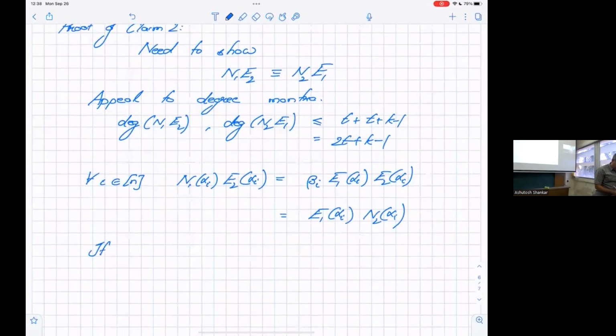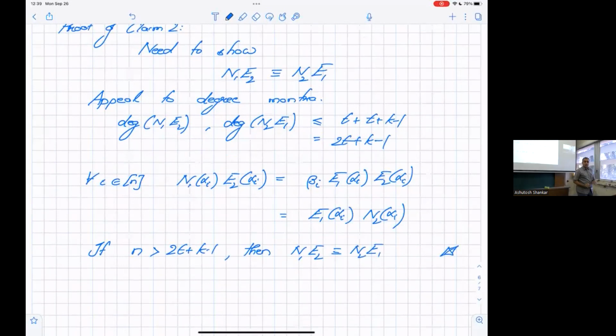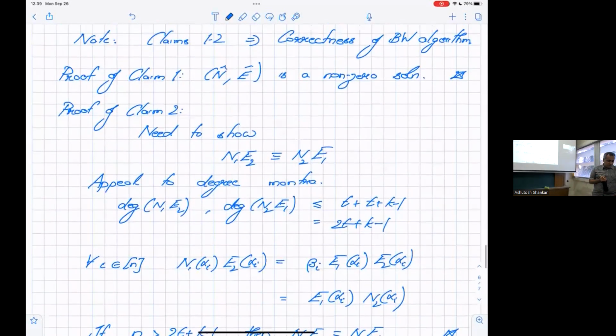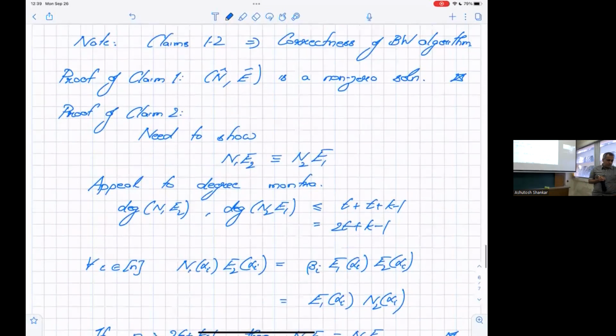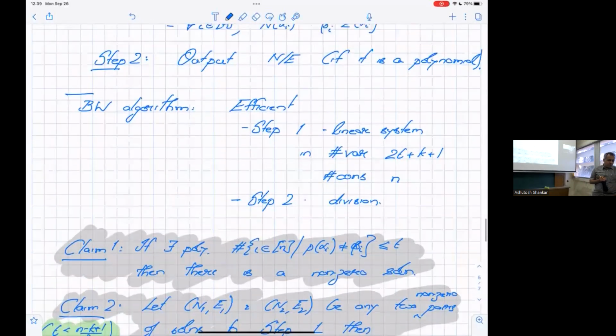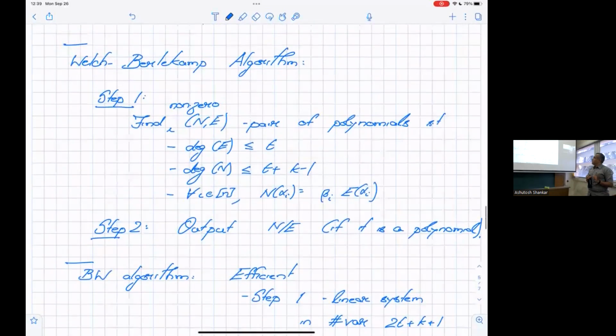If n is larger than 2t plus k minus 1, then n1 e2 is identical to n2 e1. Yeah, the proof is amazingly simple and clean. So once again, what does the Berlekamp-Welch algorithm do? It's an extremely simple algorithm.